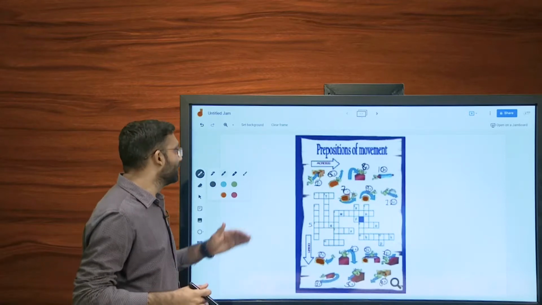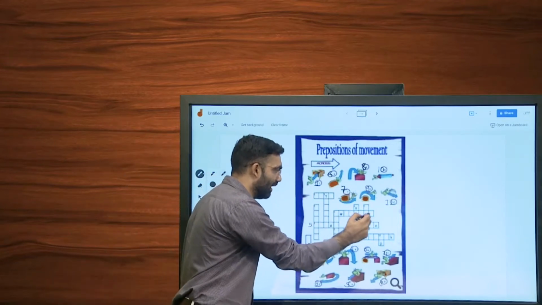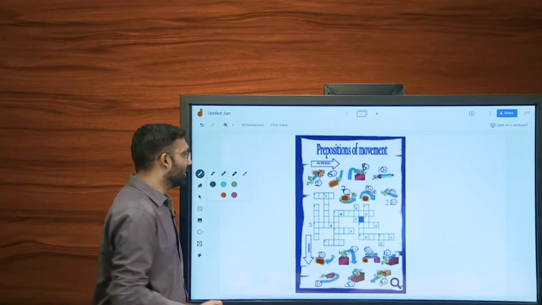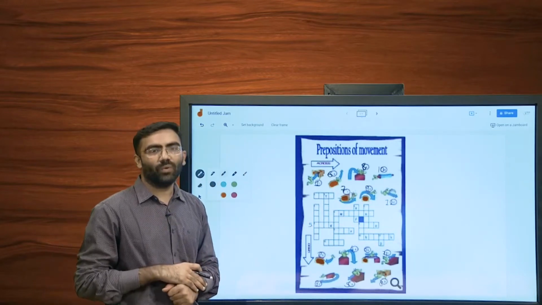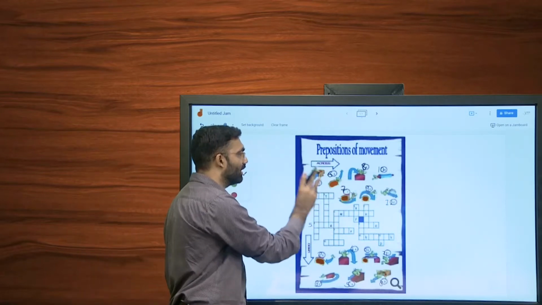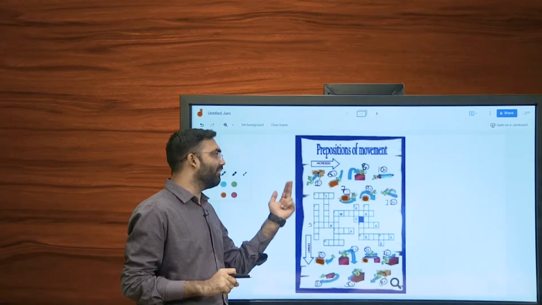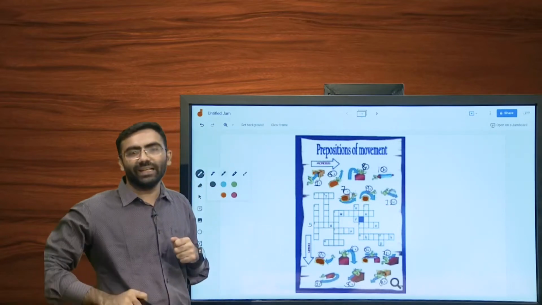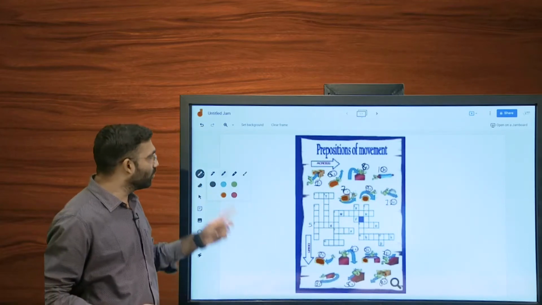So, basically there are two things when it comes to a crossword. This kind of rows are called across, and this kind of columns are called down. So, we are going to solve it. How will we do it? We will look at the first. There are numbers given here, and against each there is a picture. We have to identify what each picture indicates, and based on that we will solve this whole puzzle.